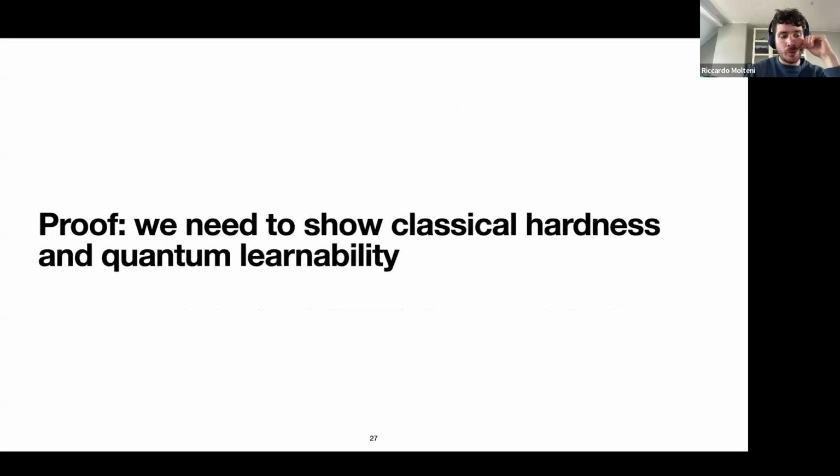And I will show now the proof. I will just show the basic idea of the proof. So the proof actually consists of two parts, right? For the first part, we have to show classical hardness of the learning task. So we have to show that no classical learning algorithm can learn the thing. And then we have to show quantum learnability. So we have to show that there exists a quantum algorithm which is instead able to learn every concept in the concept class.